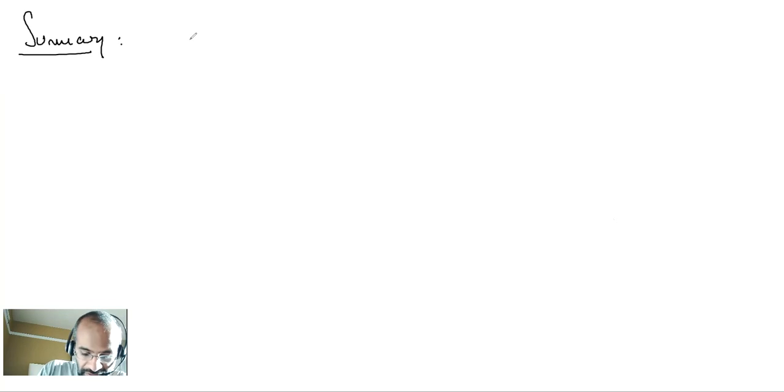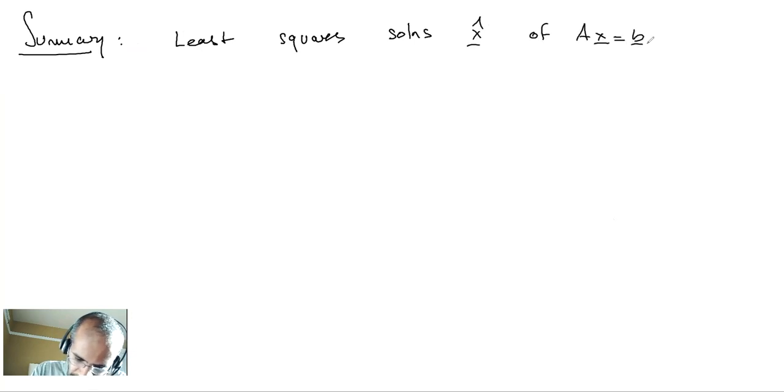The summary is the least squares solution, or not the, we didn't say it's unique, right? There may be many such x hat. So least squares solutions x hat of AX equals B are given by solutions of A transpose AX hat equals A transpose B.